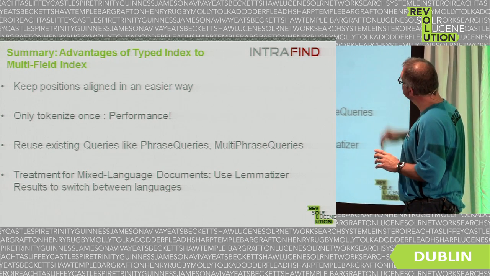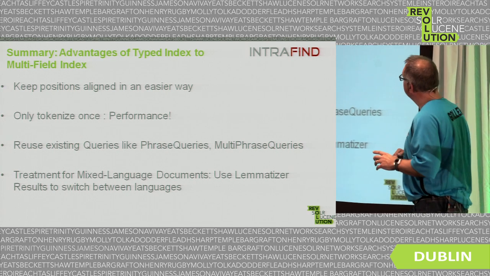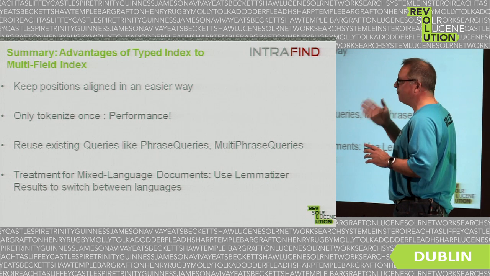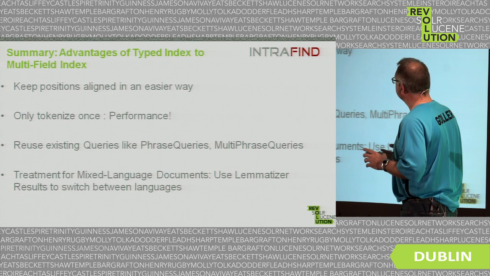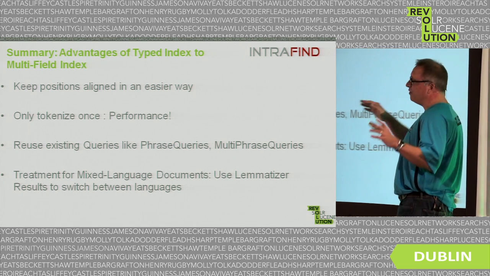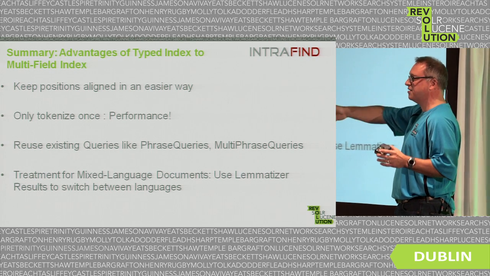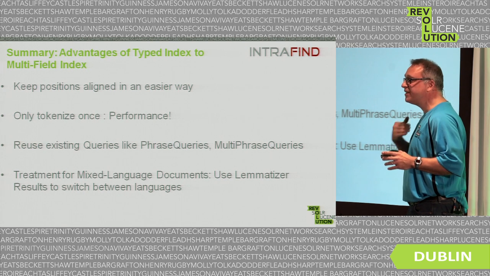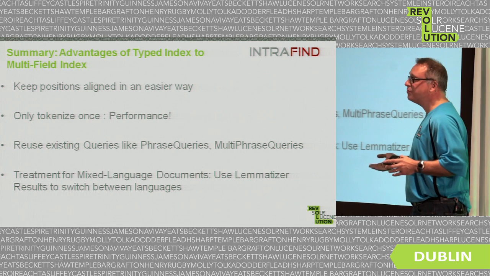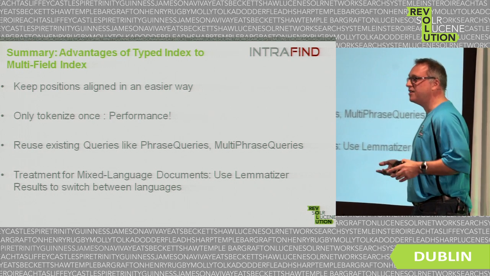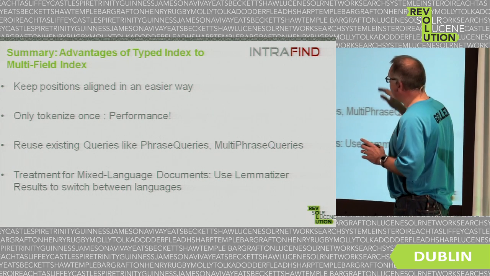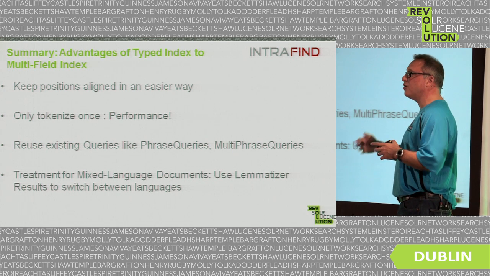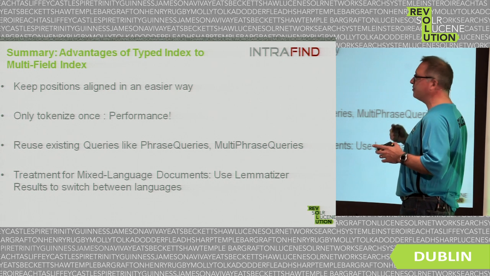And this is a summary of the advantages of the typed index compared to the standard multi-field approach. So with the typed index, it's easier to keep positions aligned for different normalizations than in the multi-field approach. Usually, if you have different normal forms like phonetics plus some stemmer, you use the same tokenizer. In the multi-field approach, this means you have to tokenize all these copies of your field with the same tokenizer, and the tokenizer is usually the slowest component of the whole analysis process. So from a performance perspective, it's better to have one tokenizer and then apply the different normalizations which fill all the normal forms into one field, instead of having different fields and applying the same tokenization again and again.